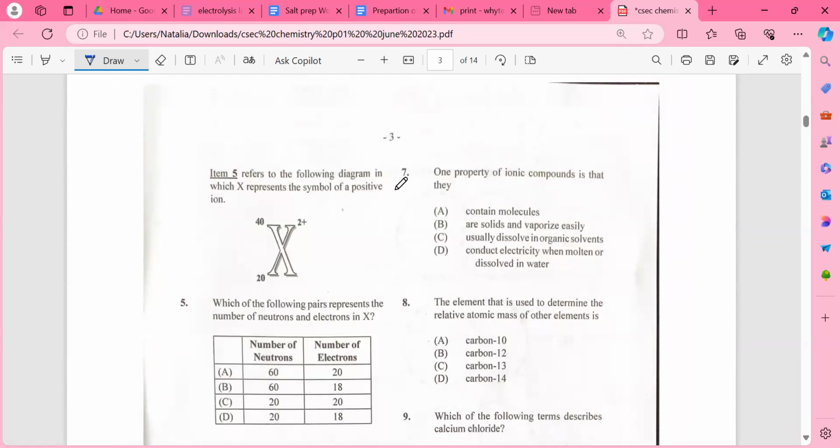Item 5 refers to the following diagram. X represents the symbol of the positive ion. So we want to find the neutron number and the electron number. The neutron number is 40 minus 20, so it's 20. The number of protons is 20, but it lost 2 electrons. The atom has 20 electrons, but it lost 2 electrons to form the ion. So the electron number is going to be 18.